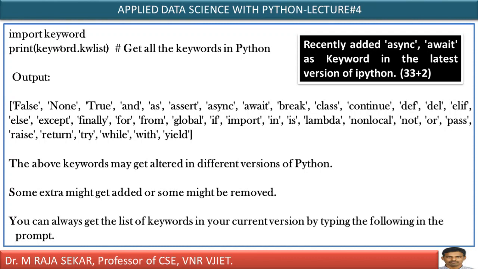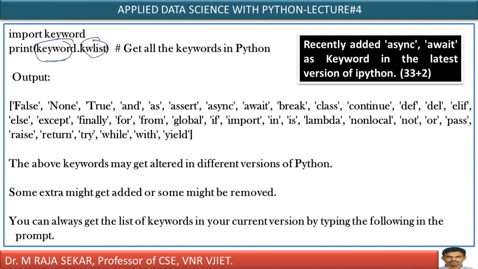For the time being, just understand it is something like header files in C language, hash include stdio.h. It's just similar to that one. Anyway, we will discuss in a detailed manner. Print keyword dot kw list. What is this keyword? Keyword is the name of the module in Python.